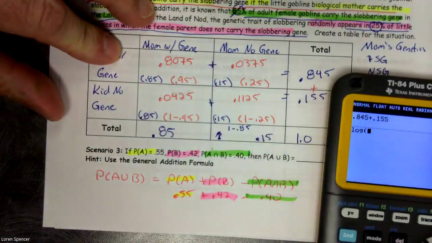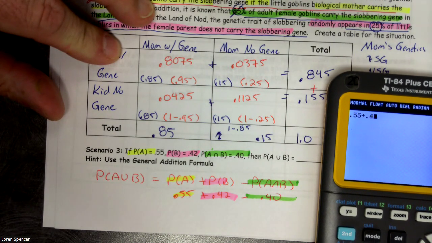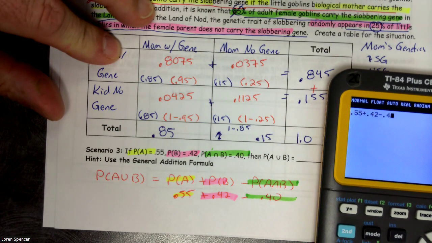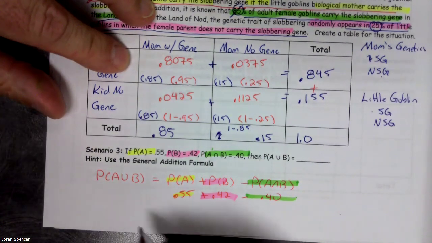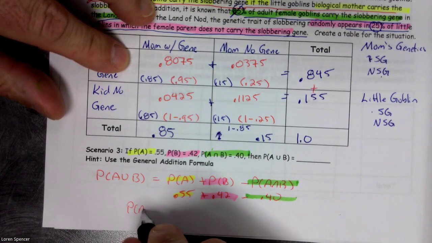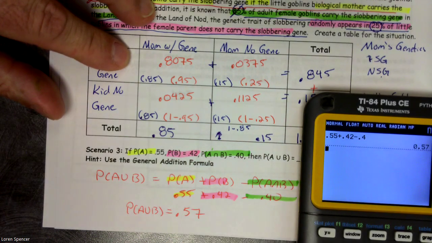So when we add these up, 0.55 plus 0.42 minus 0.4 gives me 0.57. So the probability of A union B equals 0.57.